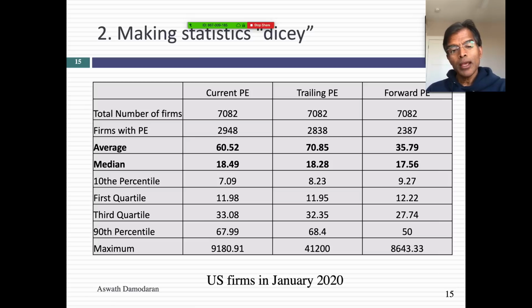Mind-bogglingly high, right? But the median P/E was only 18. You're saying, how do you explain the difference? Look at the company with the highest P/E, 9,181. In fact, with trailing P/E, the highest P/E I got was 41,200. You think that must be one highly priced stock? Not really. The earnings per share had dropped to a fraction of a cent.